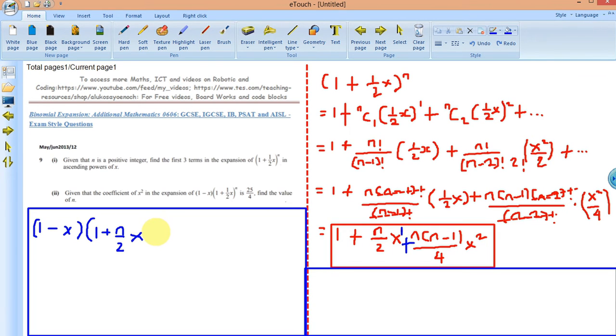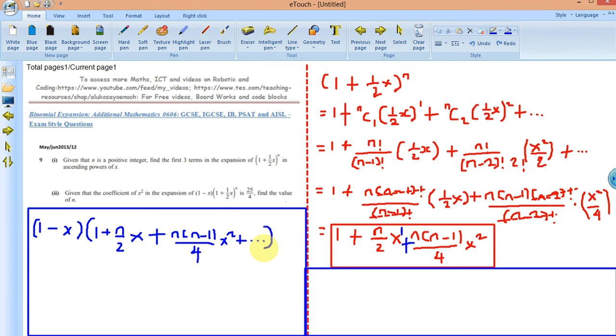x, then plus. I think I'm going to open up that place. To open up this one, I'm going to have n squared, minus 1 over 4, x squared. Don't let me open it up for now, so that I will not get you guys confused. This is the first three terms, so I can just put 3 dots here.